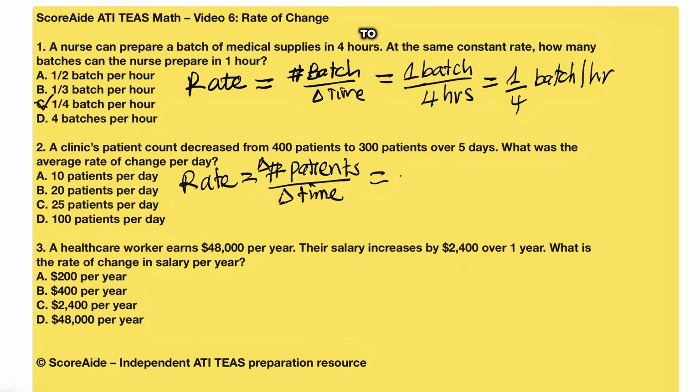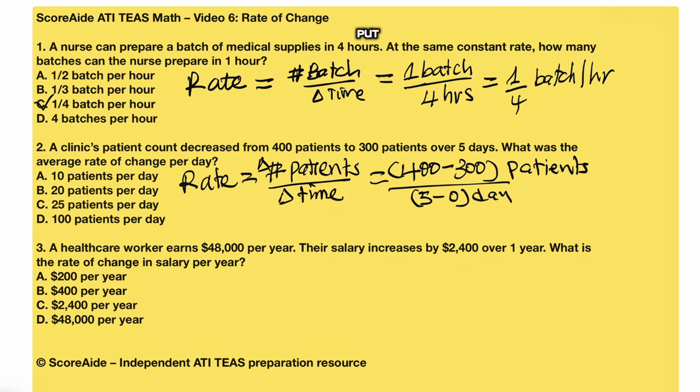So this is just going to be equal to 400 minus 300. Make sure you put the unit. In this case it is patients. All this divided by change in time, which is just 5 minus 0, right? Or you can just put 5 days down here. So which will be equal to 100 divided by 5 is 20. So it will be 20 patients per day. So the answer is gonna be B.